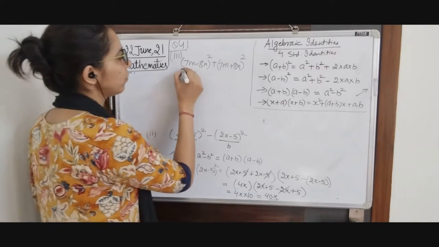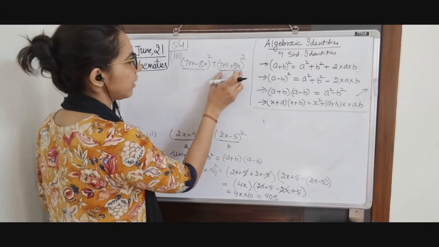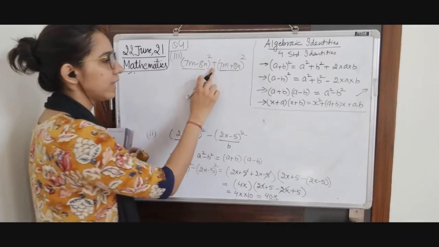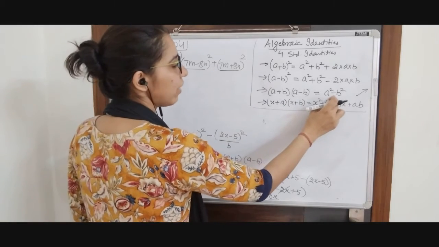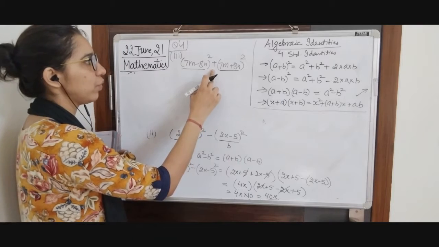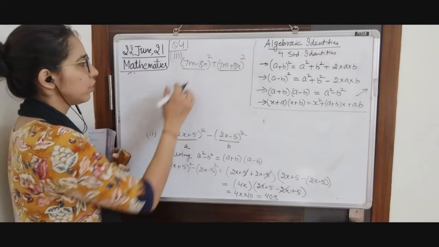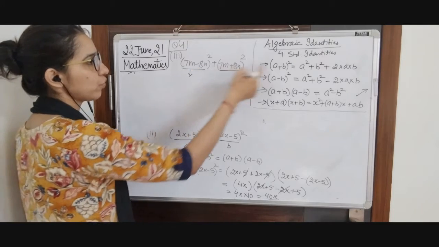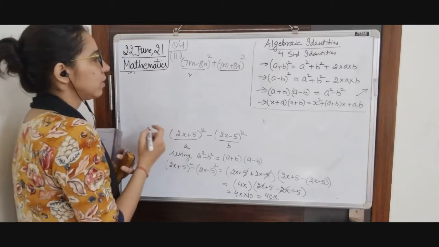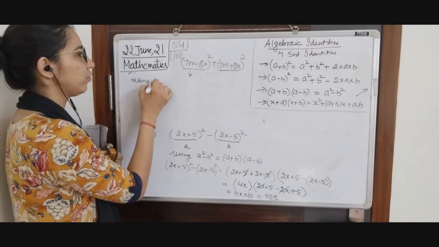Okay, so this is one term, this is the second term, both terms are different, and in between we have a plus sign. If we had a negative sign, we could have used this identity, but we have a positive sign. So we will adopt the second method I told you for this question. For this I will use this identity, the second one. I'll write both the identities I am going to use.